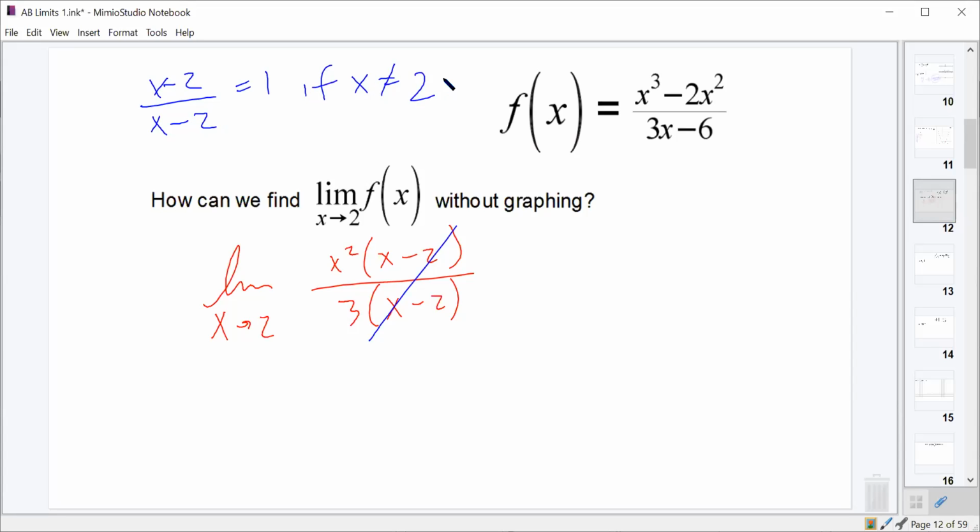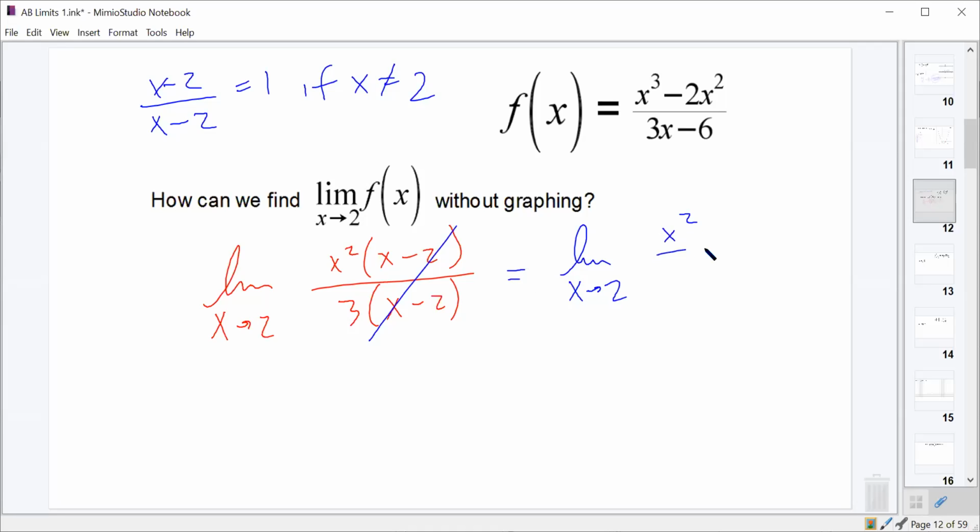Well, we're doing a limit as x approaches 2. So what is that telling us? That's telling us that x is getting very, very close to 2, but x is never actually equal to 2, and we don't care what happens at x equals 2. We only care what happens as we get very close to 2. And as we get very close to 2, this division is definitely equal to 1. So we can cancel those out. Everybody good with that?